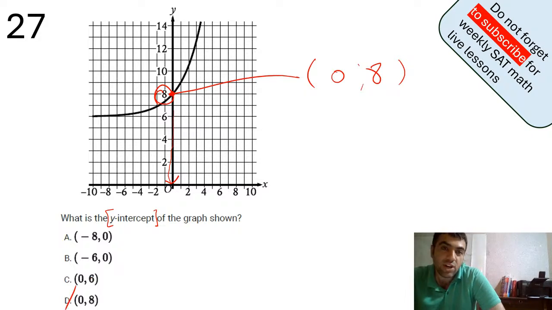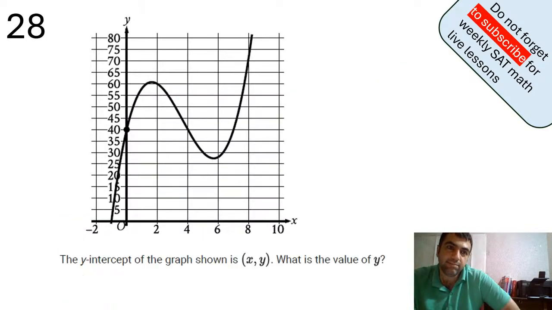Okay, Mr. Shahin. Y-intercept means the point at which the graph intersects with the y-axis. The y-intercept of the graph shown is (x, y). What's the value of y? Again, it is a y-intercept question, Mr. Shahin.